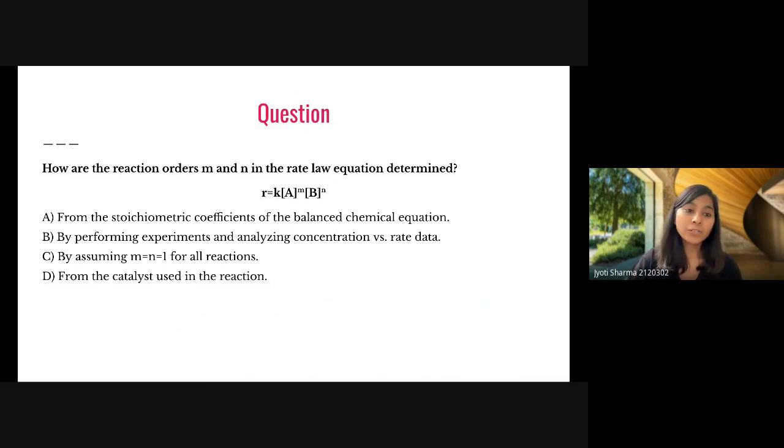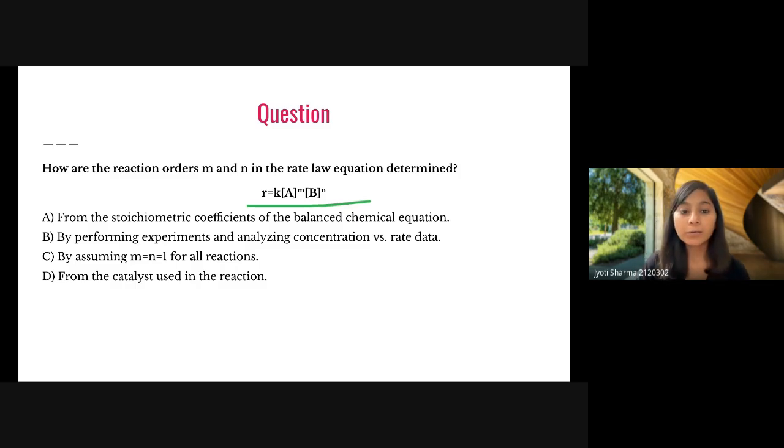And here my question is on the reaction order. This is again very important. We are now jumping to another week, and I think this is third week content or second, I don't remember. But here we need to calculate the reaction order. The question is how this reaction order, that is M and N, in the rate law equation is determined. So this is the rate law equation where R is equal to K multiplied by the concentration of A raised to power M, and multiplied by the concentration of B raised to power N.